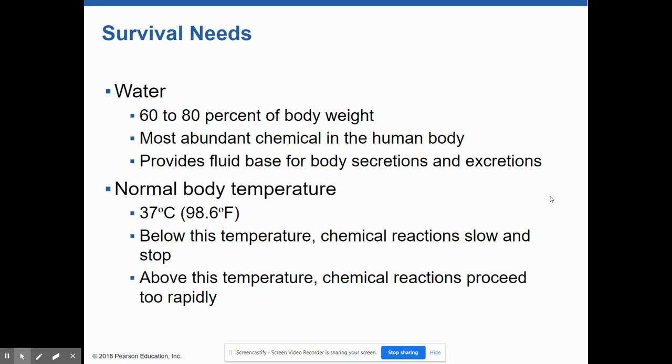Normal body temperature is essential for survival. On average, the normal body temperature is 37 degrees Celsius or 98.6 degrees Fahrenheit. Below this temperature, the chemical reactions in your body will slow and stop. Above this temperature, chemical reactions proceed too rapidly. So 98.6 is considered the normal, but they say that if your resting body temperature is within 1 degree of this, you're still within the normal range.